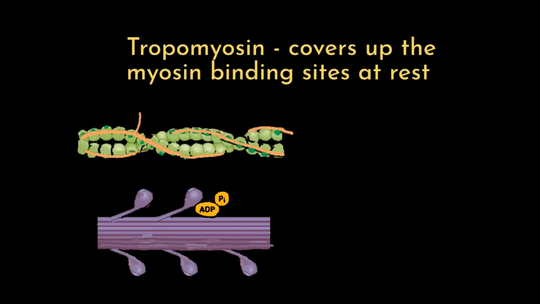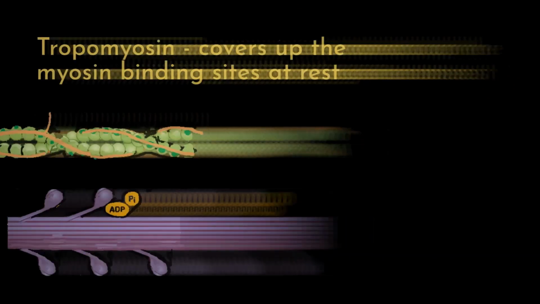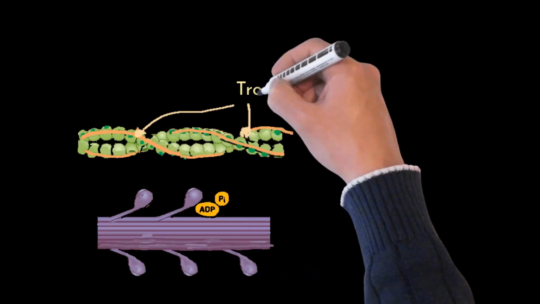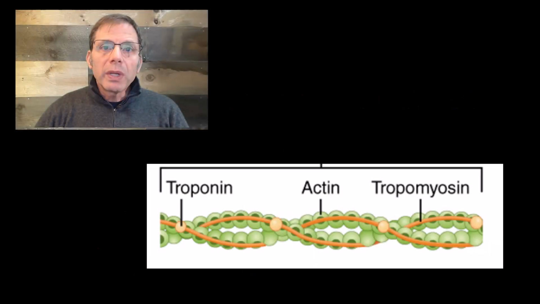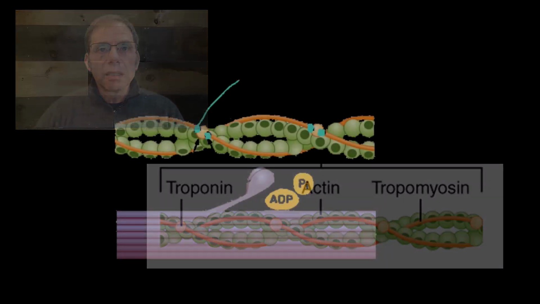At rest, tropomyosin covers the myosin binding sites, so myosin can't grab the thin filament. Troponin is attached to tropomyosin, and it binds calcium with high affinity. If calcium is around, it will bind to troponin. Troponin and tropomyosin are called regulatory proteins because they control whether or not myosin can bind to actin, but they're not necessary for muscle contraction.